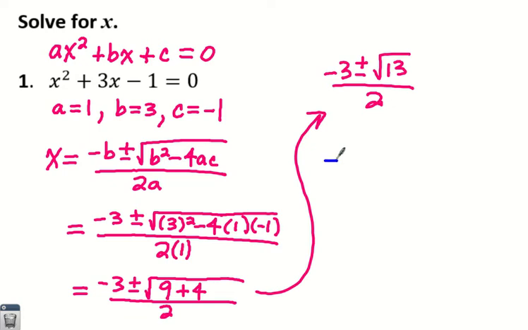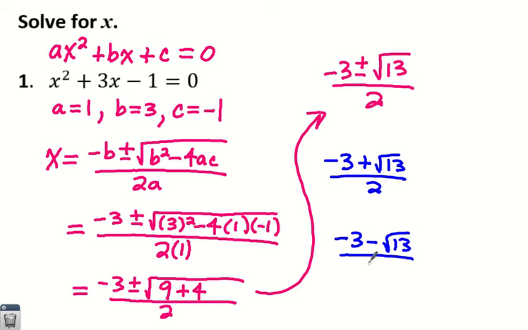That makes one answer negative 3 plus root 13 over 2, and it makes the other answer negative 3 minus the square root of 13 all over 2. So literally it's plus or minus. It's either one. So it means that there's 2 answers here.